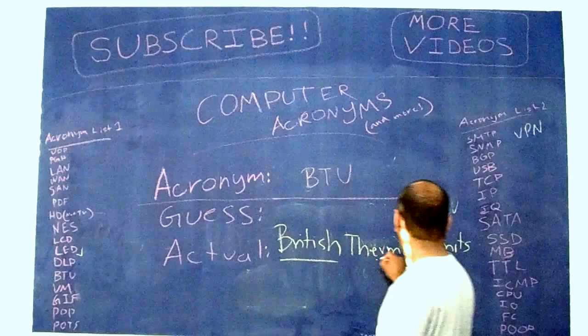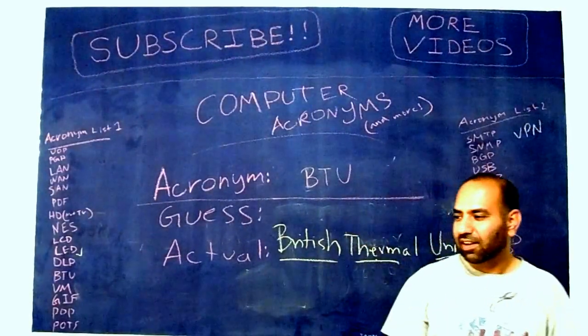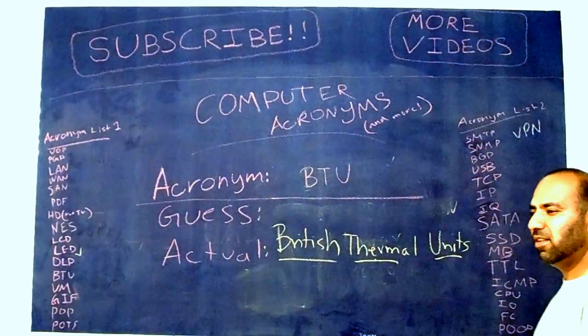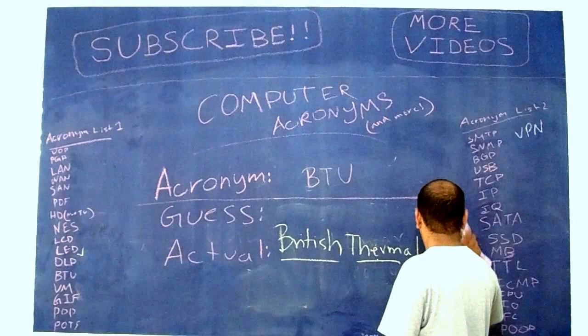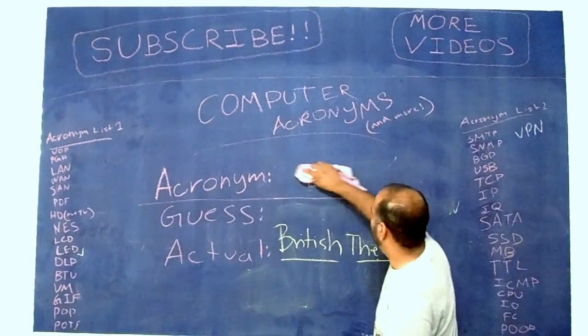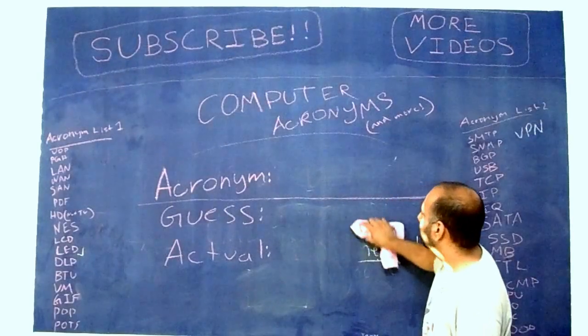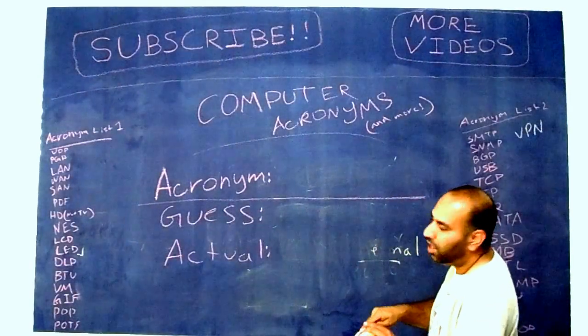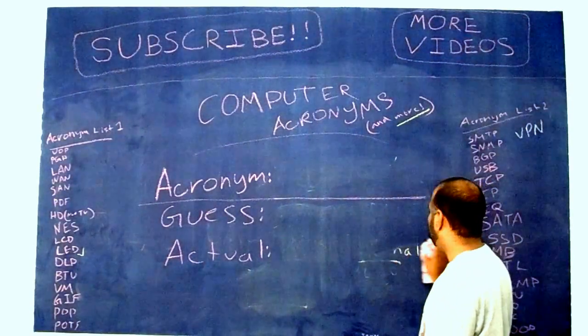British is actually British thermal units. Oh my gosh, I even learned something. Okay, here's more info on it. It's a traditional unit of energy equal to about 1,055 joules. Oh, so we're talking physics here now. Pretty much. This is definitely not a computer term.